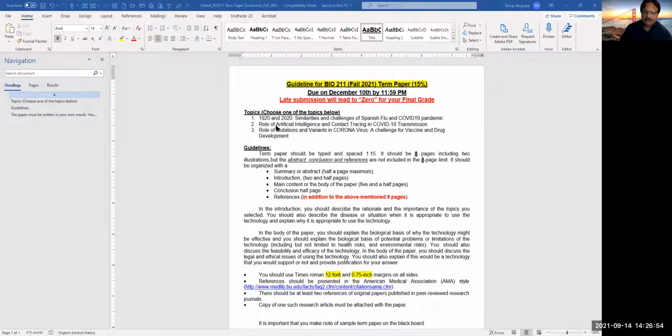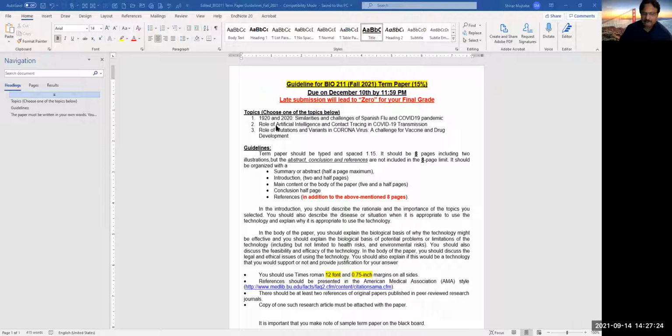And the third topic is the role of mutations and variants in coronavirus. We are all seeing the Delta strain that is coming up. There could be a booster dose for the vaccine. There could be another strain called Mu coming. The virus has a property to mutate, and that's how they try to evade our immune system. So that's the third topic. Out of these three topics, you have to choose one.